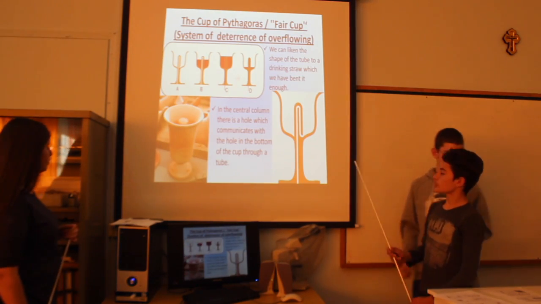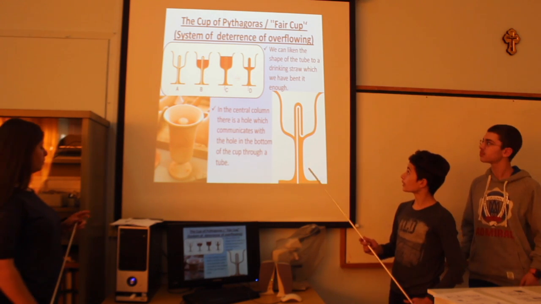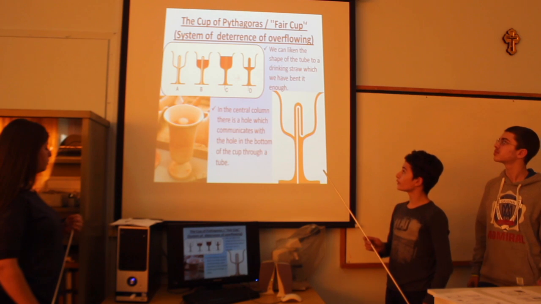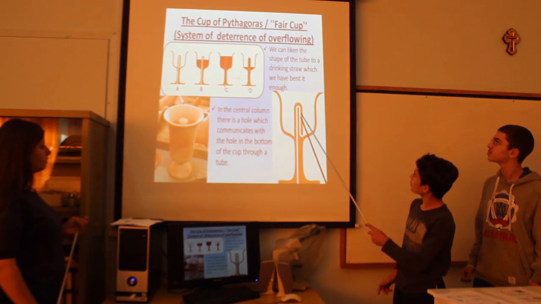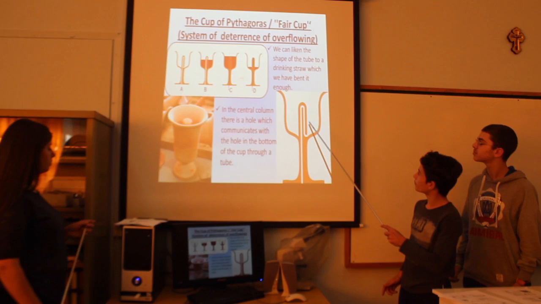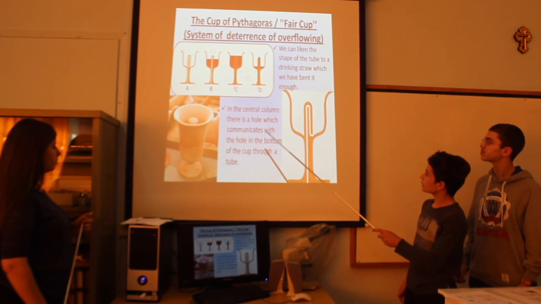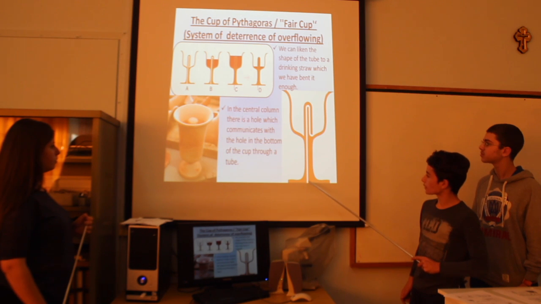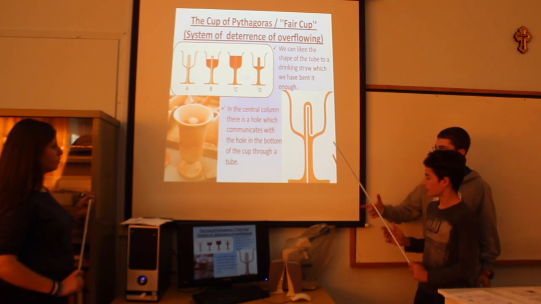Now, another application of hydrostatic pressure is the cup of Pythagoras, also known as a fair cup, which is a system of overflow drainage. We can liken the shape of the tube to a drinking straw which we have bent. In the central column, there is a hole which communicates with the hole in the bottom of the cup through a tube.